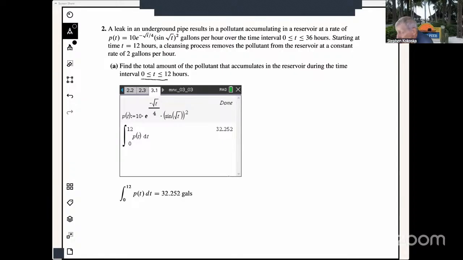Well, this is a classic accumulation problem. We have a rate function, and we want to know how much of this has come in from 0 to 12. We simply do a definite integral from 0 to 12 of P of T dt. I've defined this function P in my TI-Nspire. Kind of cool that it uses all that pretty print. I like that. It's almost easier to read there than what's written up top. All I have to do is evaluate this definite integral. I get 32.252.